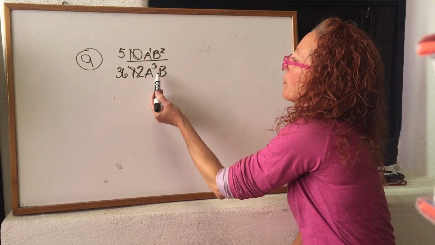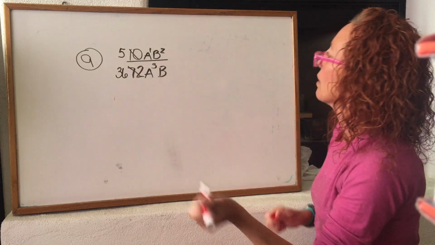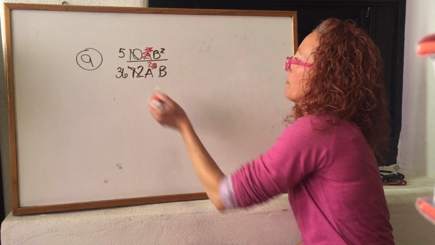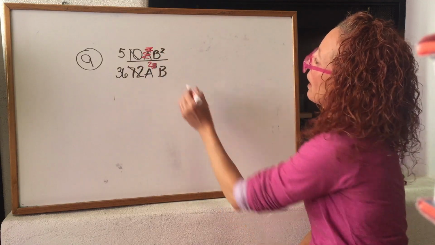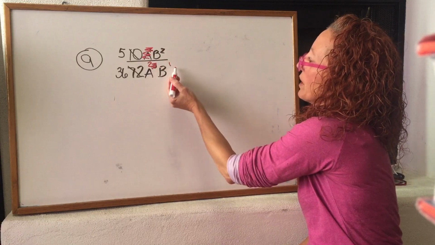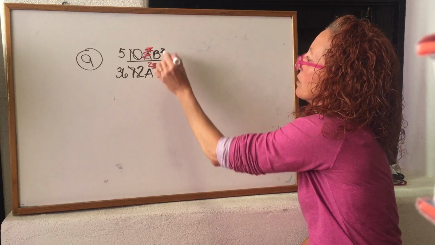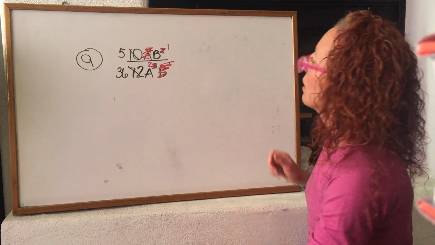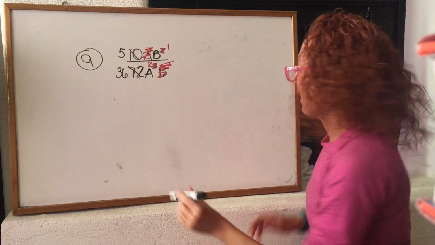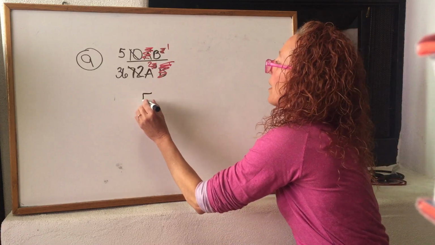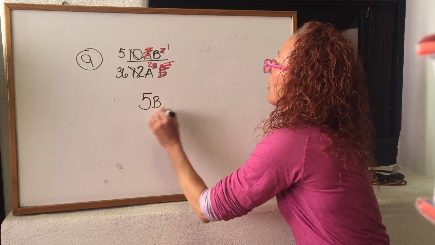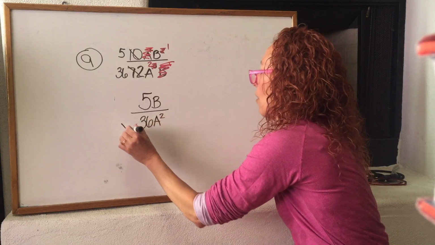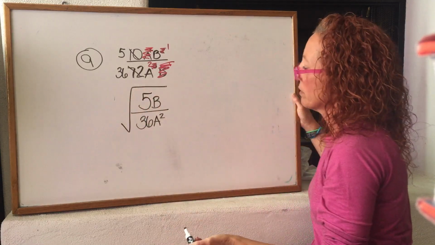I have a to the first over a to the third, so one of those subtracts into that, and I'm left with a squared. And I have b squared over b to the first, so this cancels, and 2 minus 1 leaves 1. So now I'm going to rewrite it with the radical. Everything is reduced. I have 5b over 36a squared, all underneath that radical.